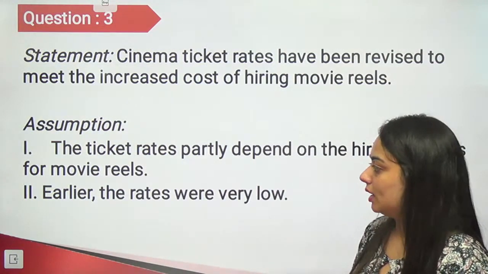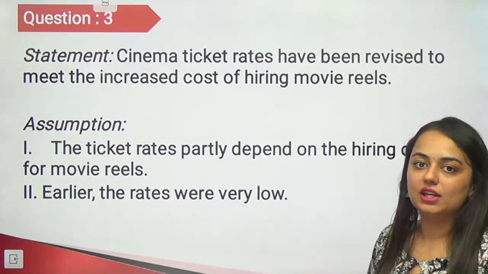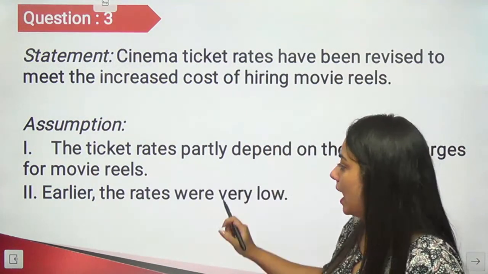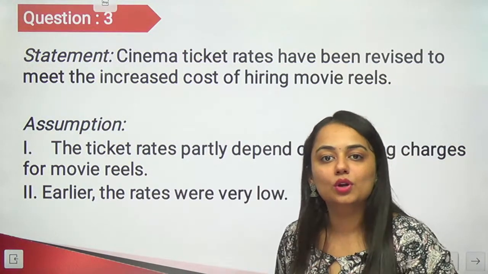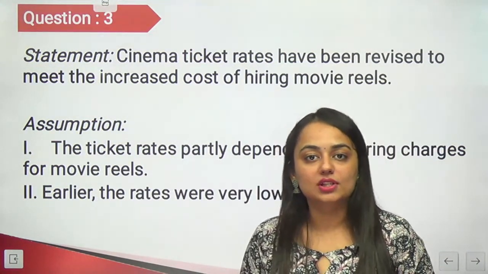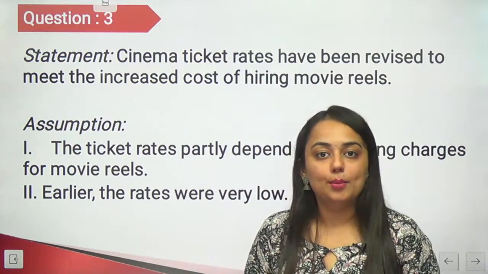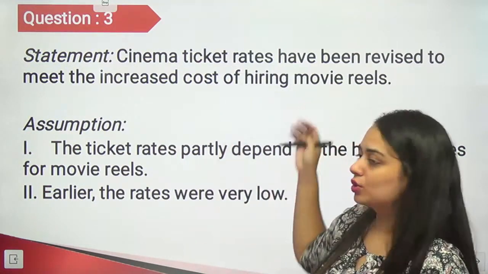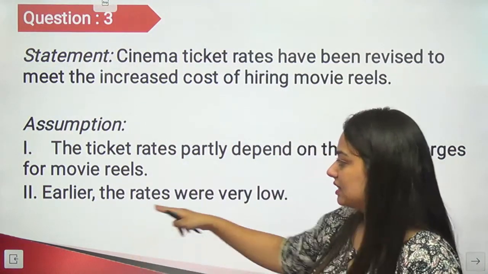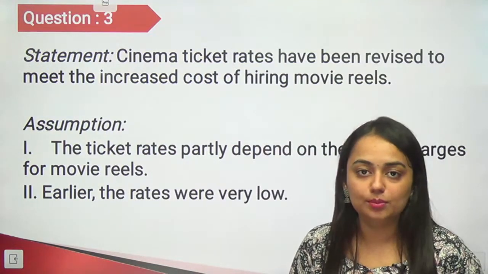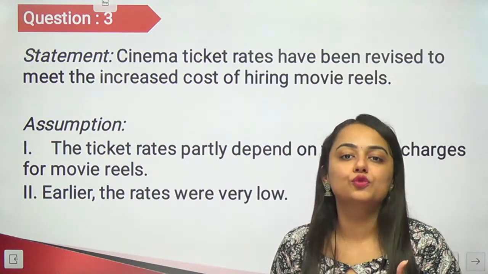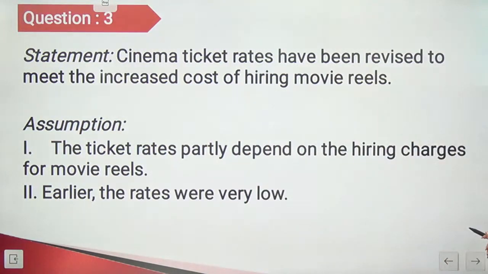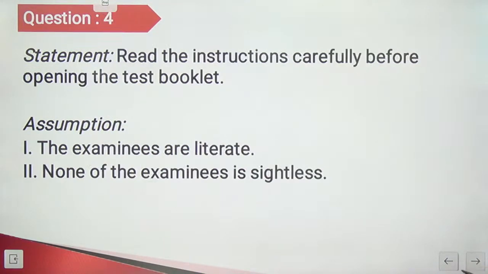What about the second one? Earlier the rates were very low. A tempting option, I would say. But nowhere in the statement has it been given that earlier the rates were low. Maybe the rates are high at the present time or were high in the past, and they could even be increased more to meet the increased cost of the movie reels. So this is something we can't say is implied because there is no substance or proof for it in the given statement. I hope you're understanding how to tackle verbal reasoning questions.